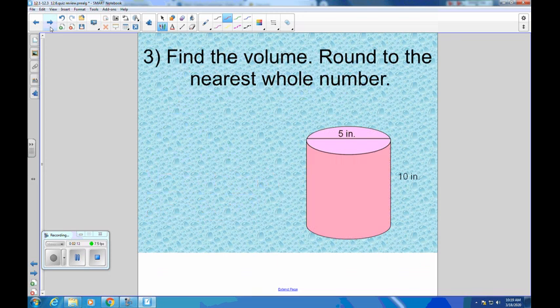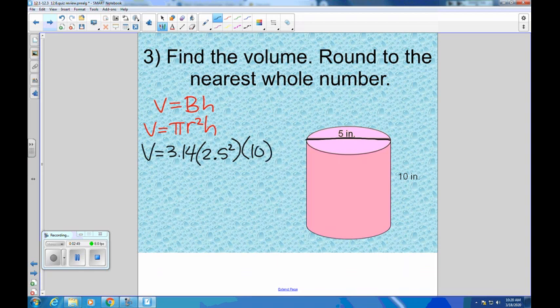Number 3, it says find the volume, round to the nearest whole number. So again, volume is area of the base times height. Since we're working with a cylinder, the area of the base is pi r squared, and then we still have times height. Now all we have to do is plug in what we know. Pi is 3.14. Radius, well, if this is 5, that's my diameter, so the radius is half of that, which means the radius is 2.5 squared, and then my height is 10.